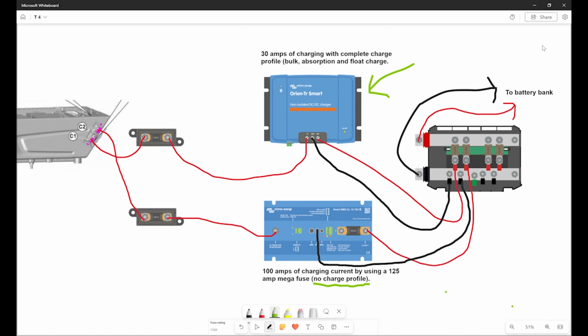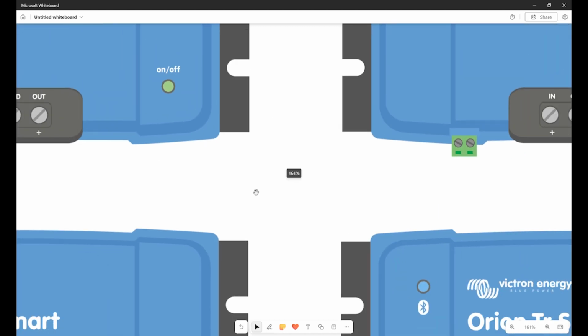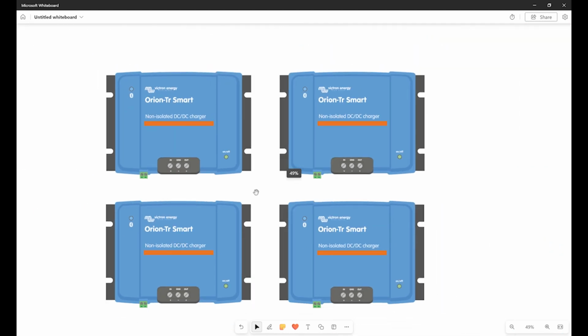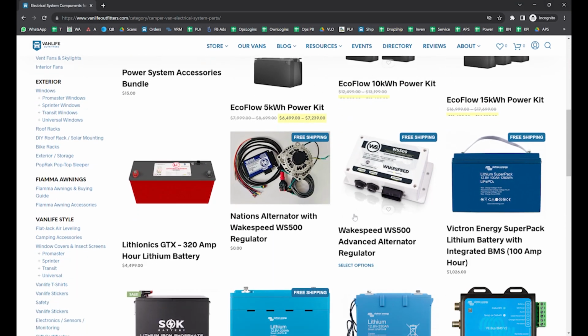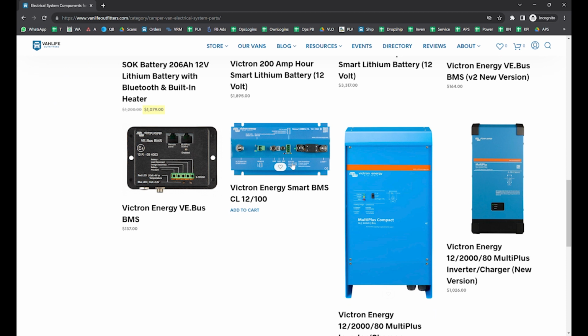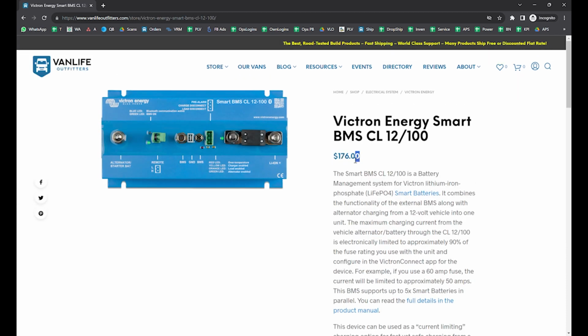When it comes to alternator charging, this example would combine the 30 amps from the Orion and the 100 amps from the CL12100 to total 130 amps. This is really great because you would need four Orions to accomplish the same thing. Best of all, the CL12100 retails for only $176. So the total cost of this alternator charging solution is around $400 plus your wiring and circuit protection.